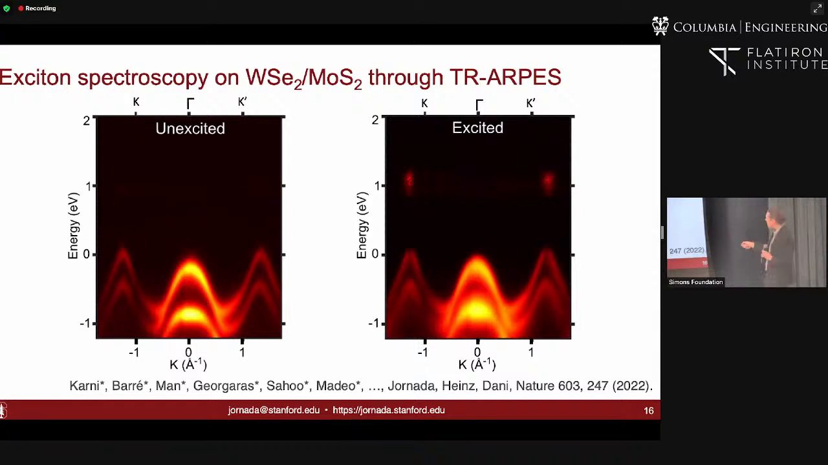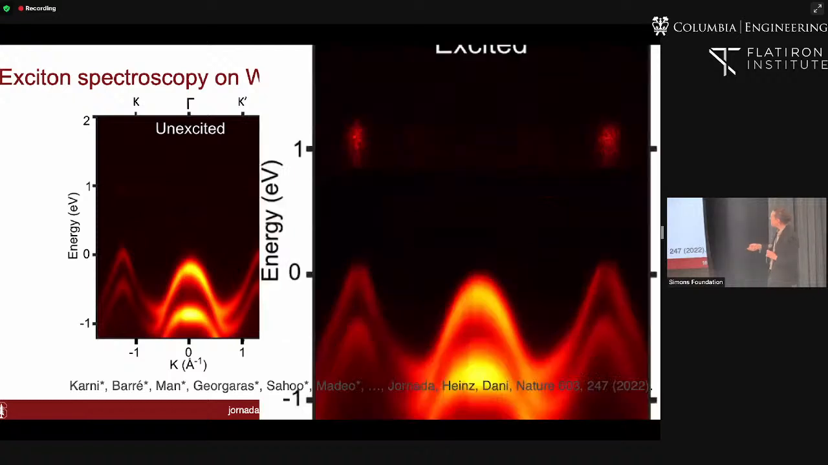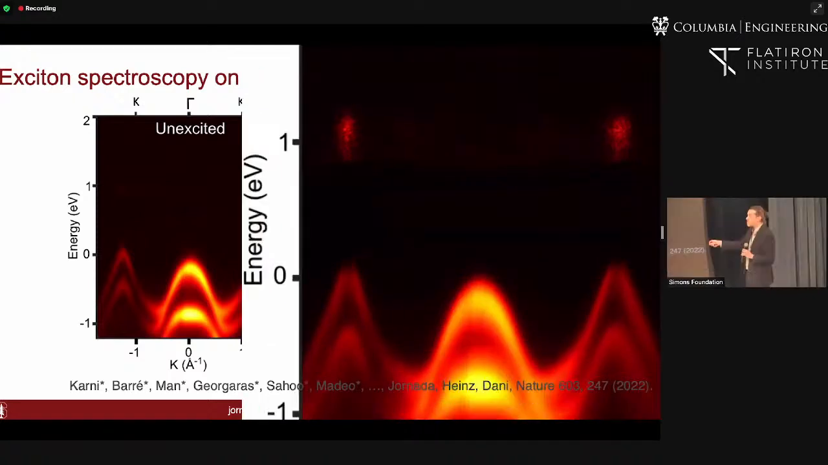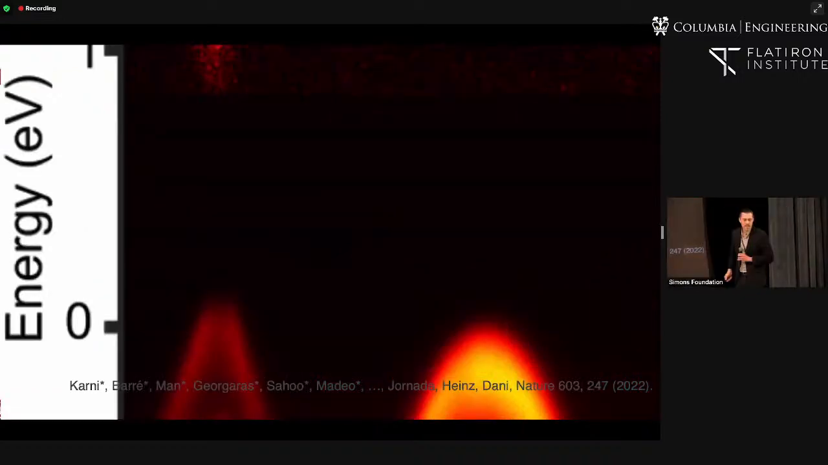But if you look carefully at the valence band, you also see there is something missing here. And if you zoom in, you can actually see that what is missing are precisely the holes that are attached to the exciton.